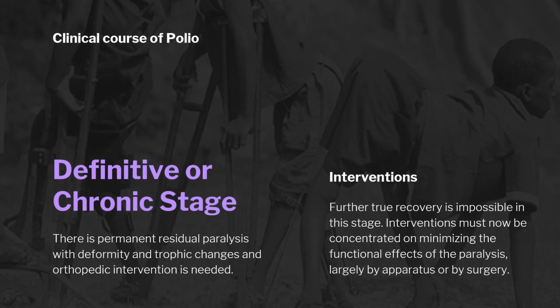Last is the definitive or the chronic stage. In this stage, there is permanent residual paralysis with deformity and trophic changes. It usually begins 24 months after the acute illness. It is also the stage where orthopedic intervention is needed.